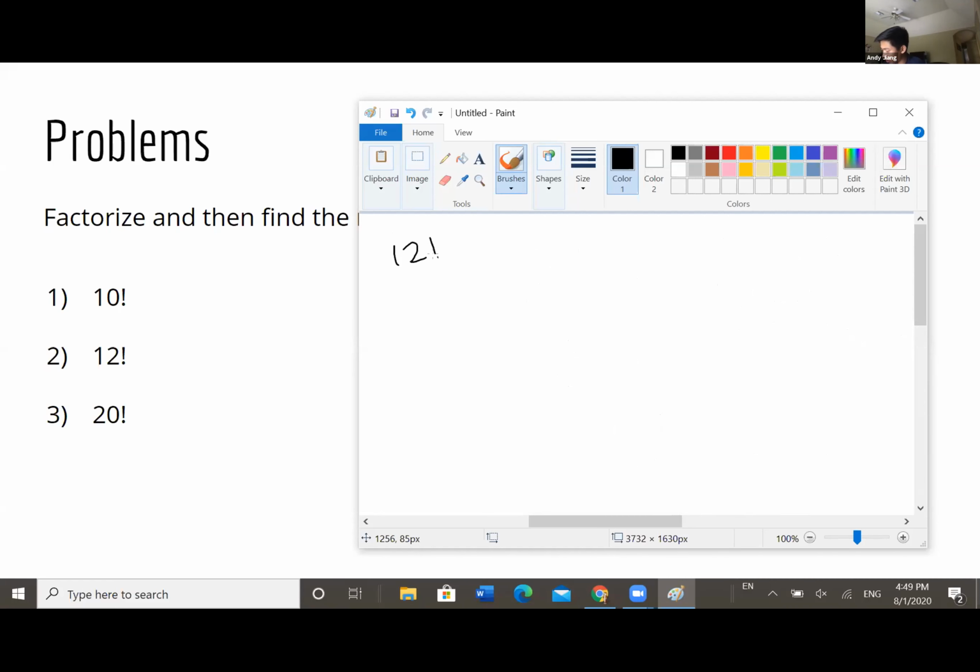For 12 factorial, this is going to be 2 to the something times 3 to the something, 5, 7, 11. I know that these are going to be the primes in the factorization. So for 2, I have 6, then 3, then 1, so 10. For 3, I have 4, then 1, so that's 5. For 5, I have 2; 7, 1; 11, 1.